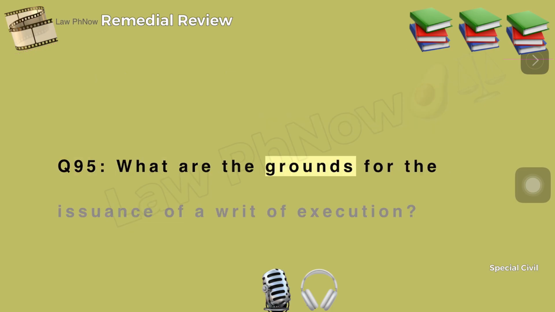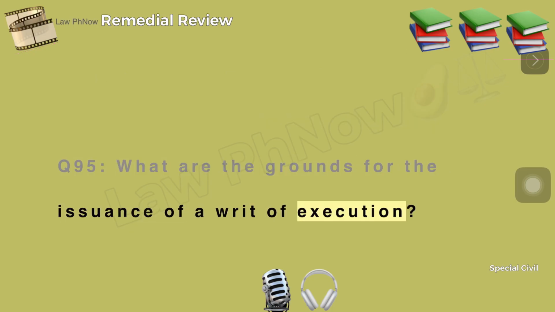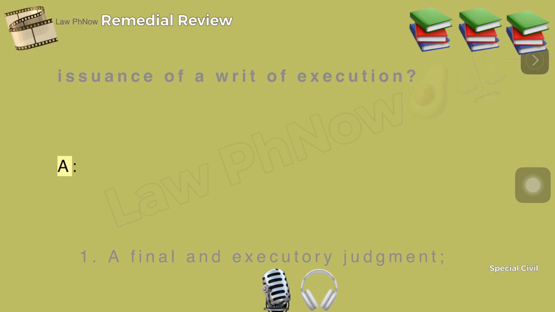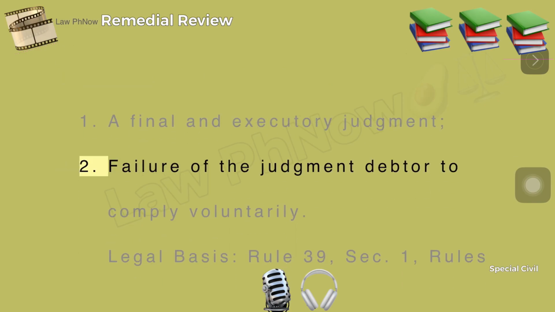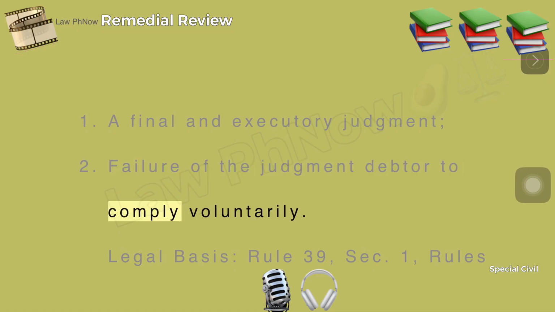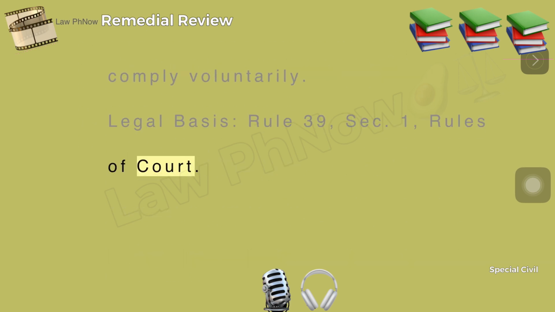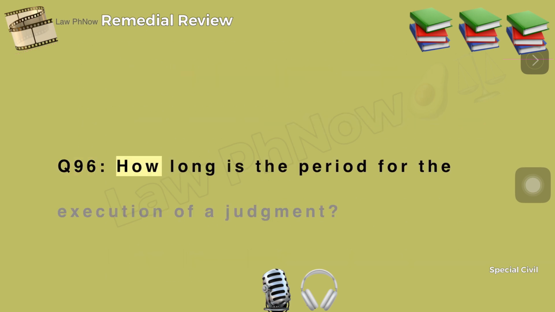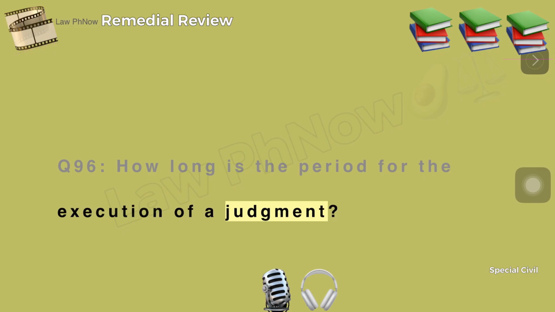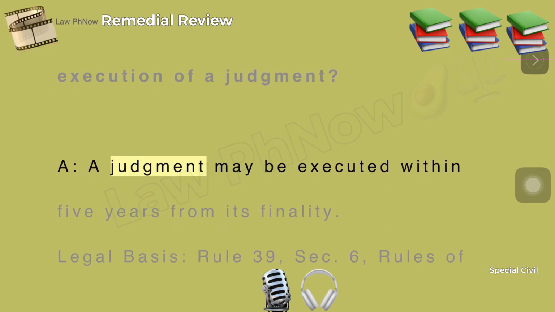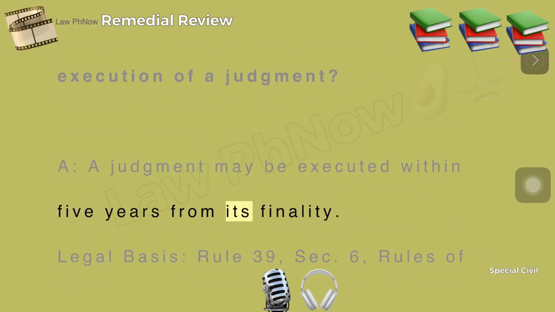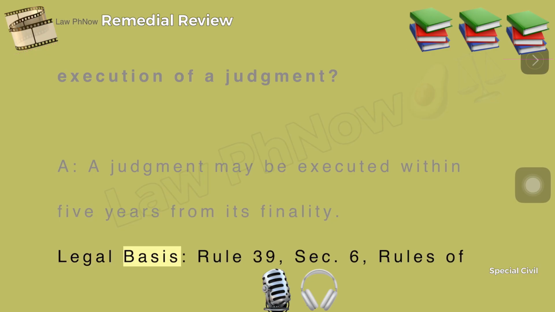Q95. What are the grounds for the issuance of a writ of execution? A. 1. A final and executory judgment. 2. Failure of the judgment debtor to comply voluntarily. Legal basis, Rule 39, Section 1, Rules of Court. Q96. How long is the period for the execution of a judgment? A. A judgment may be executed within 5 years from its finality. Legal basis, Rule 39, Section 6, Rules of Court.